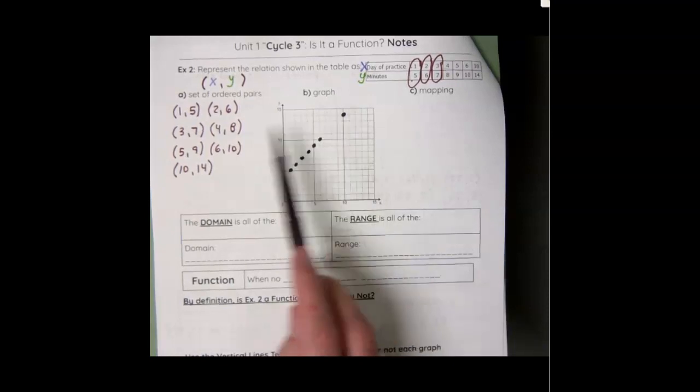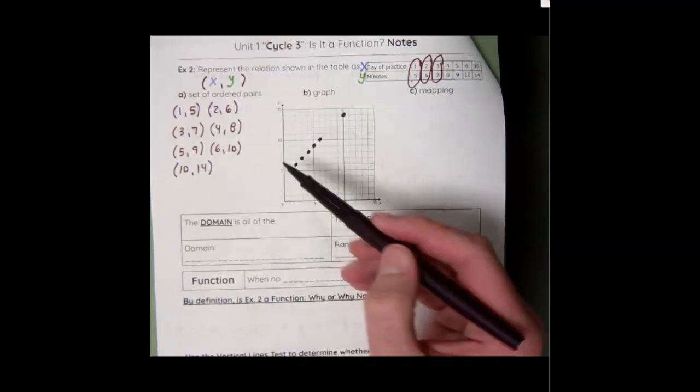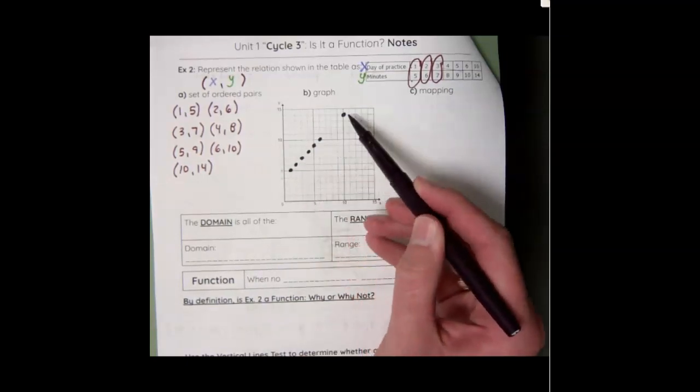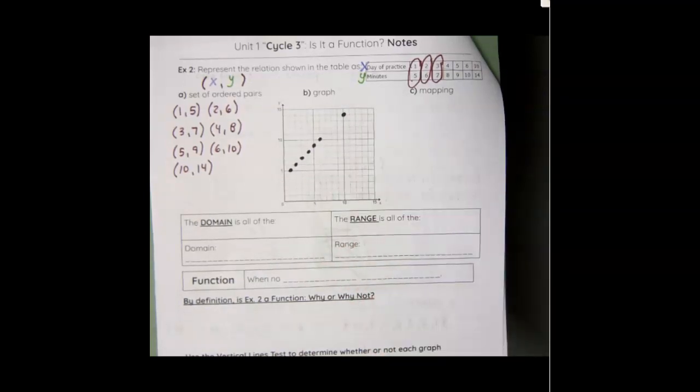Now, as a reminder, this is a discrete graph because it is a bunch of dots. A continuous graph, all these dots would be connected. It would be a line. But this is dots, so that is a discrete graph.